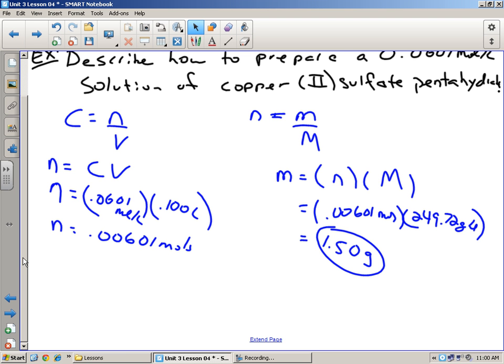Just like all this one does, and this one happens to be the 250 is the other one I grabbed, so this only does 250. This one only does 100. That's the one we're going to use, 100.